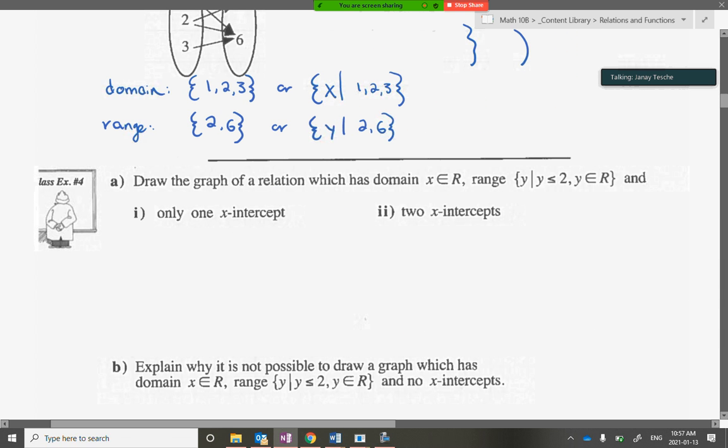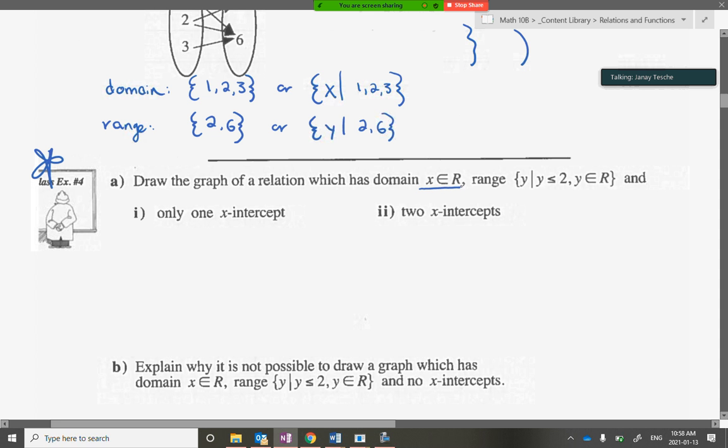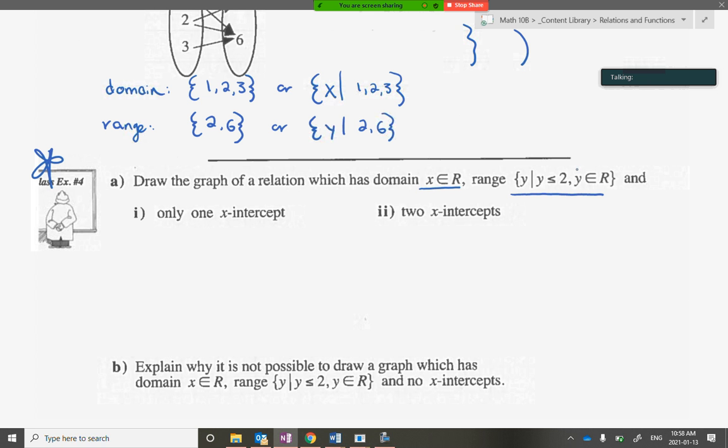Okay. These questions are like the best questions for teachers to know if you understand this truly or not. So these are really good questions. This type of question, I can guarantee you right now is going to be on your test. So draw a graph of relation that has a domain where X is an element of the reals and a range where Y is less than or equal to 2 and has one X-intercept. It is hard. So there's a lot of pieces of information to include.